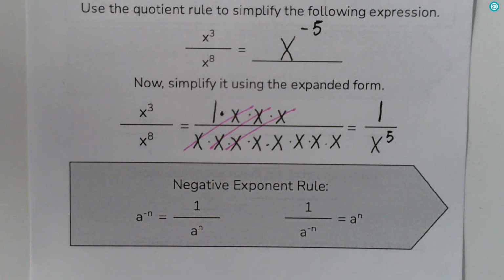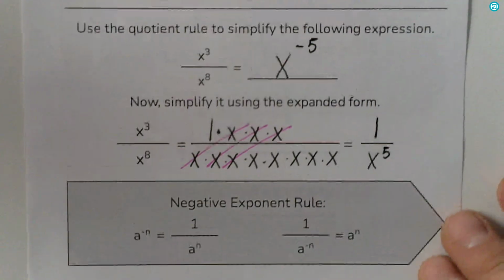And you can either move it from the top of a fraction to the bottom to make it positive, or from the bottom of the fraction to the top to make it positive. So anytime you see a negative exponent, you will move the base and the exponent to the other side of a fraction. And if it's not yet a fraction, you'll have to make it a fraction. Okay, and we have examples where we'll do this on the back.